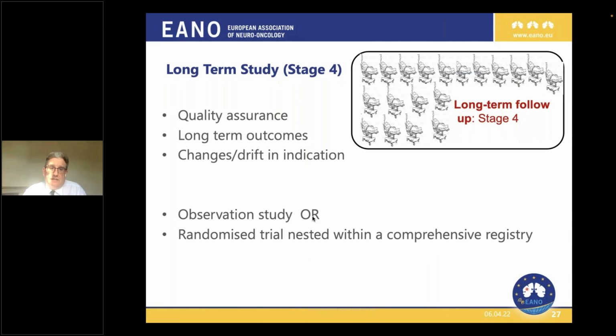The next stage, stage 4, is the long-term follow-up stage. And this is basically a quality assurance that aims to look at the long-term outcomes and also gets an idea about changes or drift in indications over time. So you often find that you start doing something with a very clear indication, and over time, because you get used to it, you say, oh, let's just try it on different groups of patients. And you get an idea of whether things have drifted from the original group that the trials originally showed was successful. And this can be done through, certainly registries are really important for this, to maintain this data and collect this information, but also you can set up and run randomized trials nested within a comprehensive registry, and also run some observational studies.